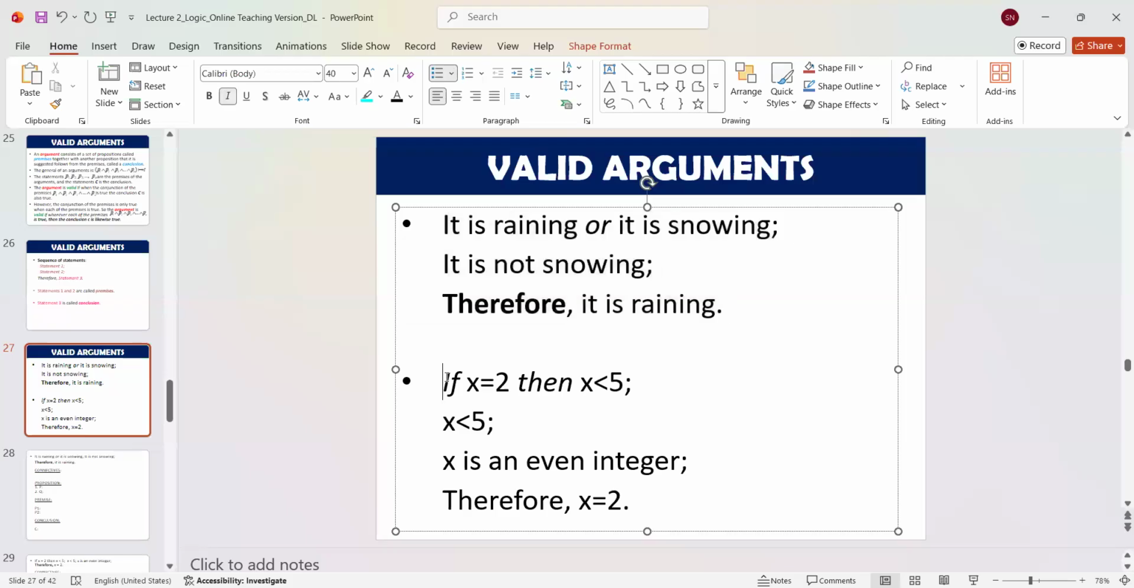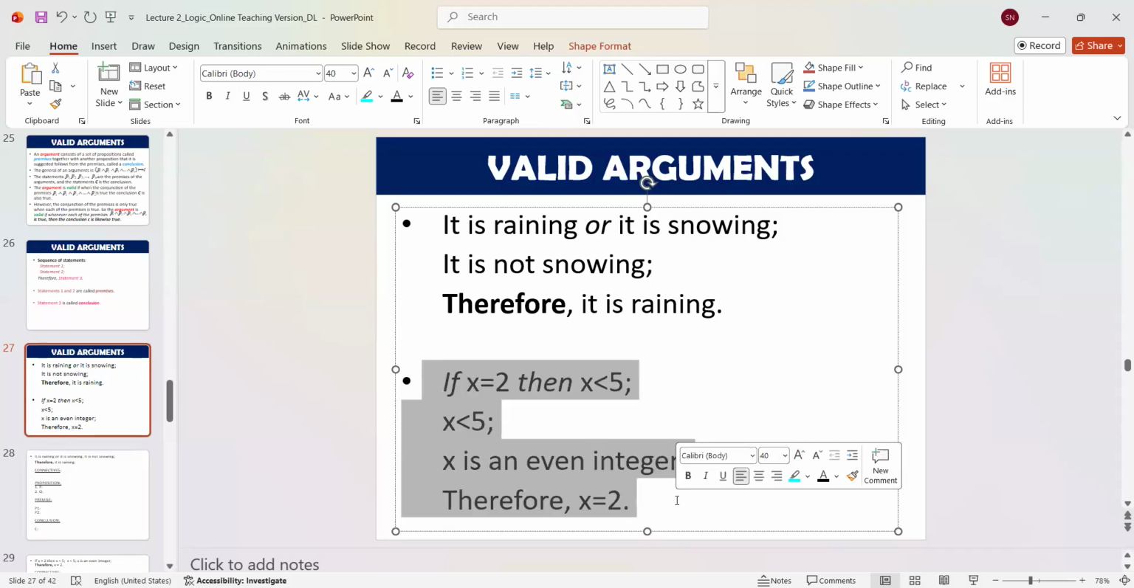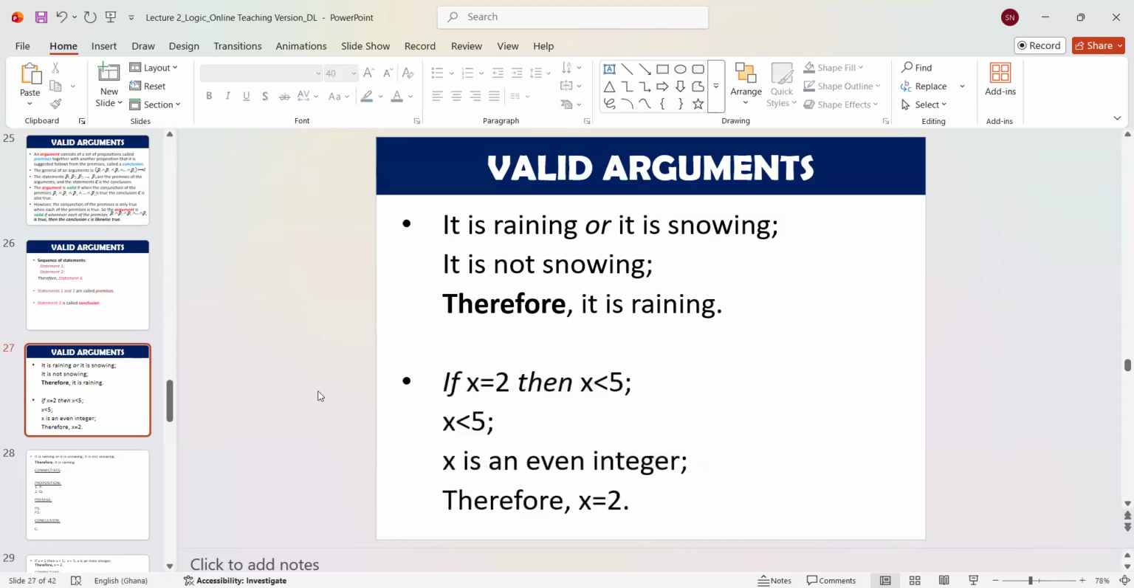Now, the second one: if x is equal to 2, then x is less than 5; x is less than 5; x is an even integer; therefore, x equal to 2. For this one, how many statements are here? It's more than 3. 4. It's 4, yes. Good. So it means that the first 3 will be premises, and the last one will be the conclusion.